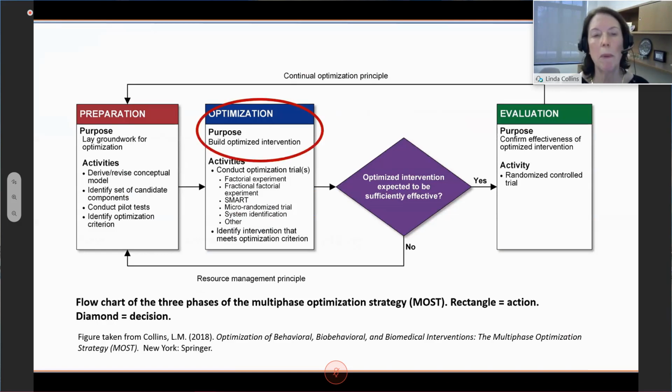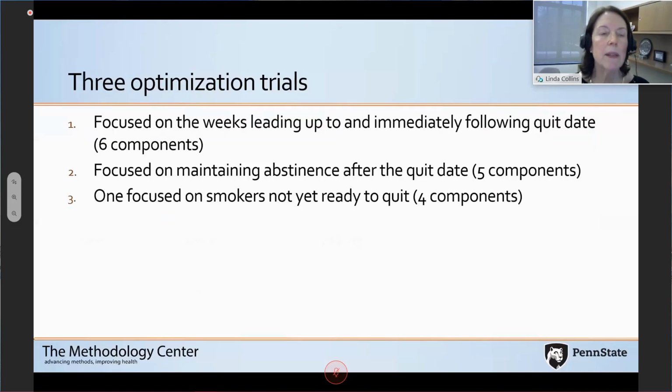And I'm going to talk for a moment about the optimization trials that we ran. In this study, we ran three different optimization trials. One of them was focused on the components pertaining to the weeks leading up to and immediately following the quit date. In this study, everyone had to establish a quit date. A second optimization trial was focused on maintaining abstinence after the quit date. And a third one was focused on smokers who were not yet ready to quit.